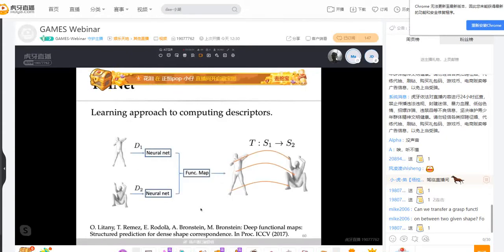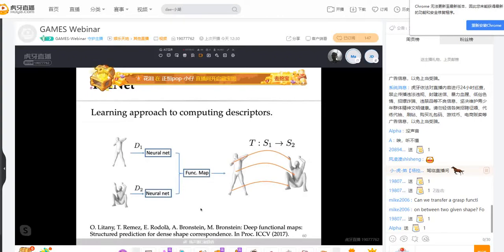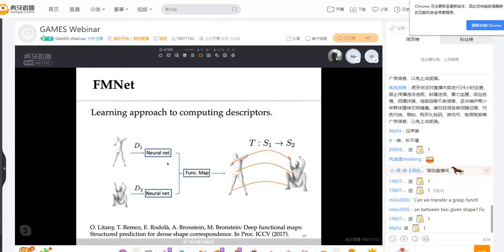There was a paper presented at ICCV 2017 called FMNet, and it tried to address this problem with supervised learning. The idea is, say I have this pair of shapes, I can define a neural network that takes descriptors on this shape and also takes descriptors on the other shape. The weights of this neural network are fixed, so it's a single neural network. It takes descriptors on the first shape, does something to them and creates new descriptors, and the same on the second shape.